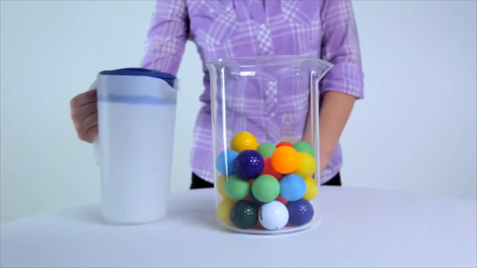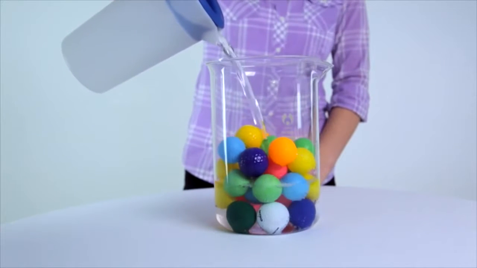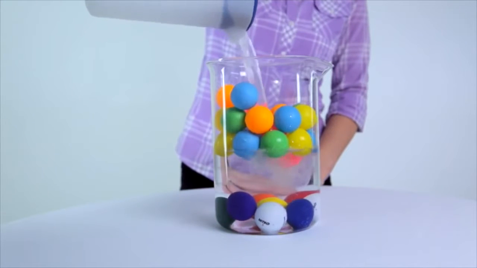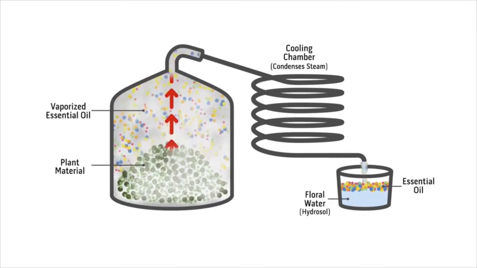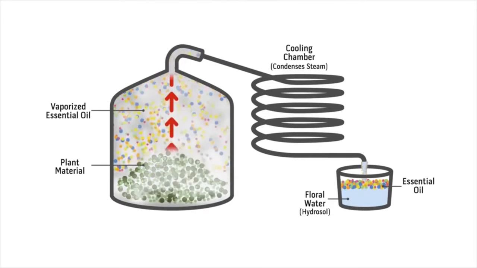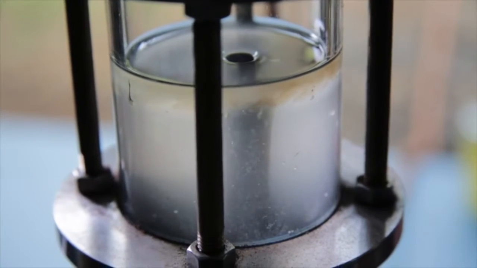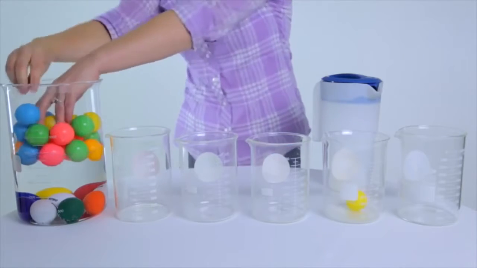Now water is poured into the beaker representing the process of steam distillation. Only certain balls rise to the surface, just as only volatile aromatic compounds are collected during steam distillation. The floating balls represent the pure essential oil yield. The essential oil is then tested with GCMS testing.